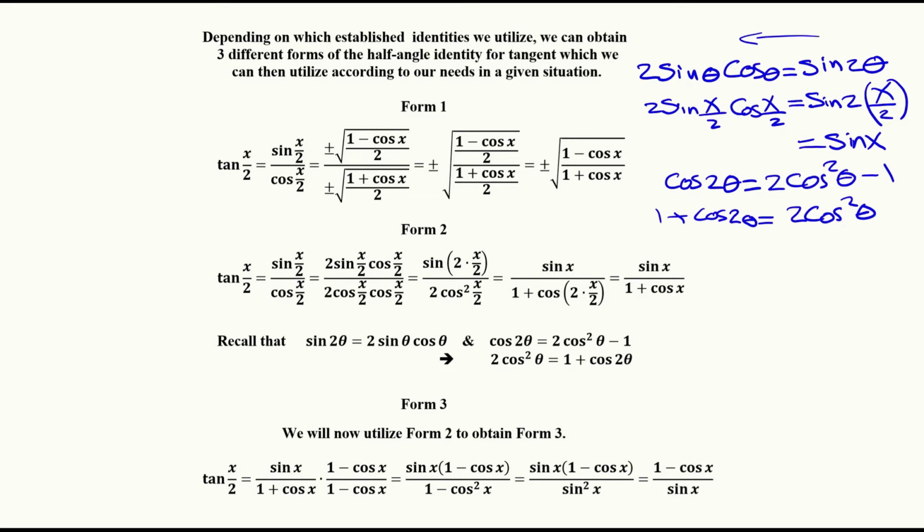So let's try that here on the side. So we get 2 cosine squared x over 2 is going to be 1 plus cosine of 2 times theta, which in this case is x over 2. So we get 2 cosine squared of x over 2 is equal to 1 plus cosine x. You see what I'm doing on the side here?